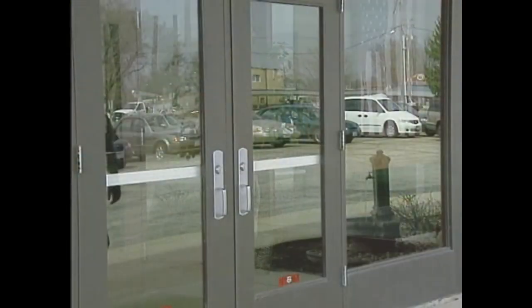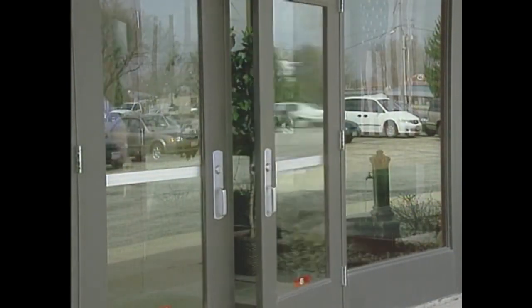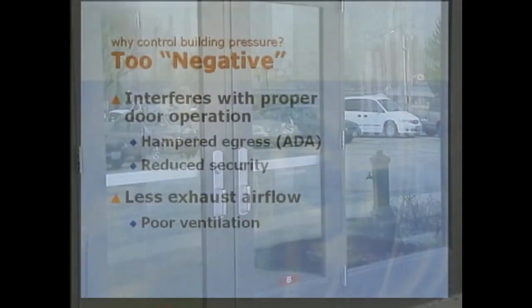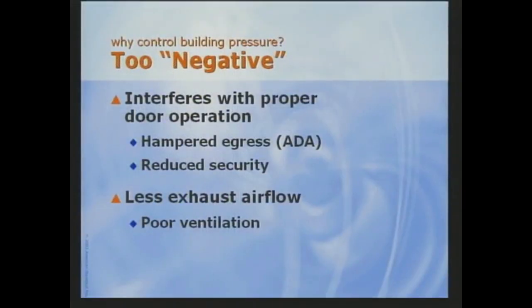In this case, outward swinging doors may be difficult to open. Any inward swinging doors tend to stand open without latching. As before, this impacts building security. Too much negative building pressure reduces exhaust fan airflow.